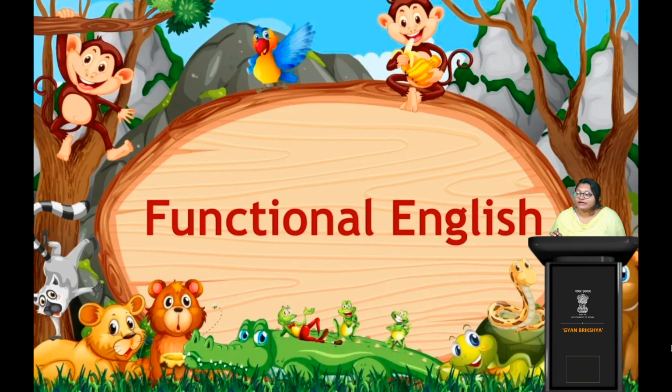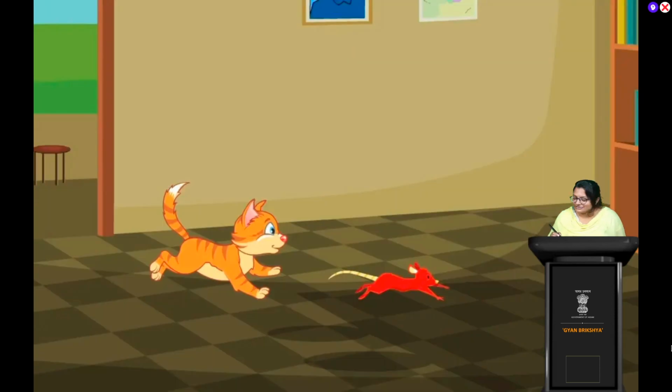So let's see, what do we have? What do you see here? A cat and a mice, right? A cat and a rat, or you might call it. Okay. So what's the statement? The statement is a cat chased a rat. A cat chased a rat.